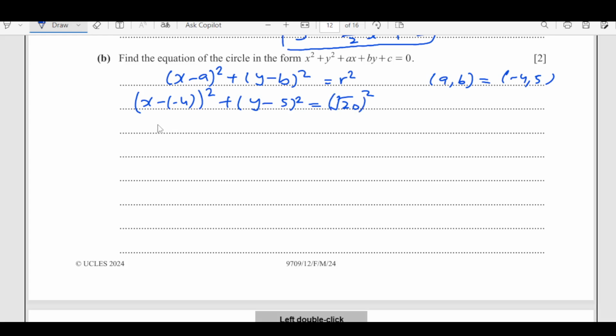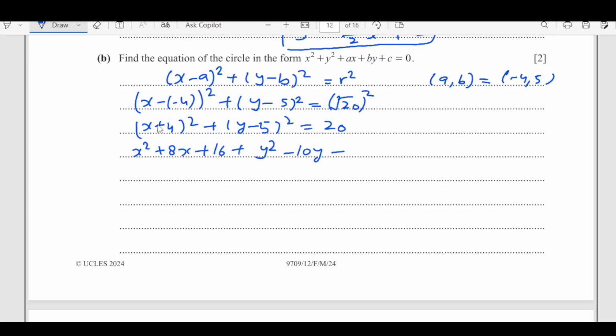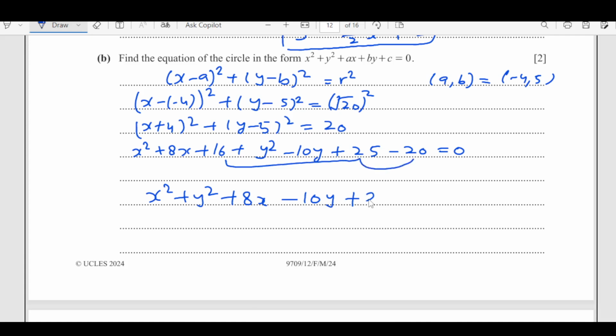Okay, so we are just going to expand. This is (x plus 4) squared plus (y minus 5) squared equals 20. So this is x squared plus 4 times 2, 8x, plus 16. I'm just expanding the brackets, minus 10y plus 25 minus 20, bringing 20 onto the left-hand side. So we have the final equation here: x squared plus y squared plus 8x minus 10y plus the constant value, 25 and 16. When you do all these, then we are going to get 21 here.